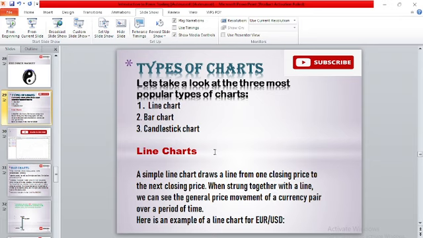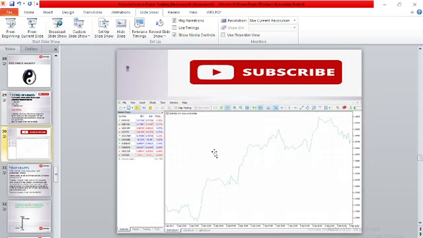Now, a simple line chart draws a line from one closing price to the next closing price. When strung together with a line, we can see the general price movement of a currency pair over a period of time. Here is an example of a line chart for Euro USD. So you could see that this is exactly how it looks. Someone out there is going to be looking at it and will be like, what's this? This is actually a line chart.